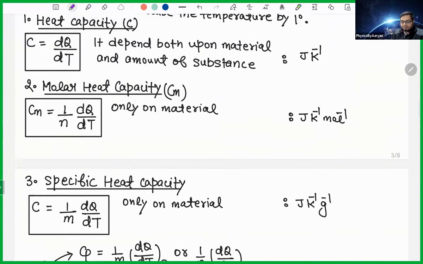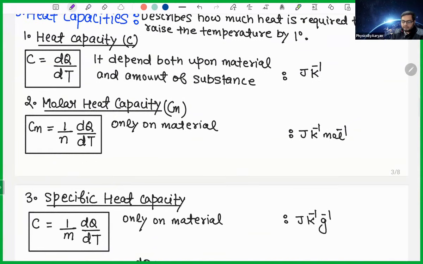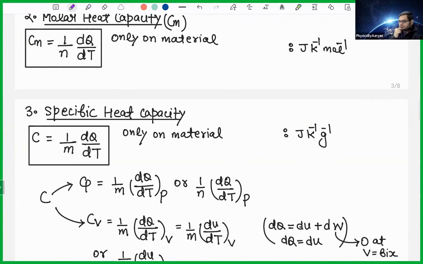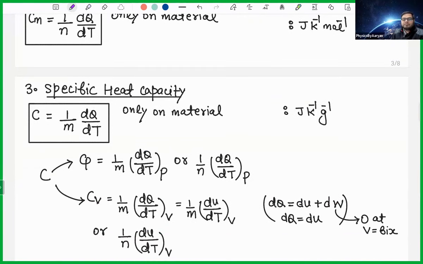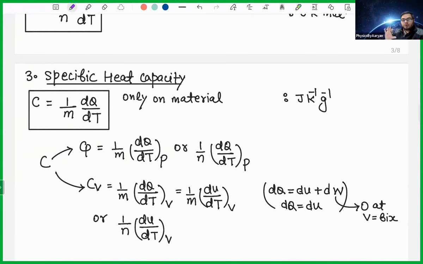So I defined three heat capacities. One is normal heat capacity, one is molar heat capacity, and one is specific heat capacity. Specific heat capacity means dividing by mass. Molar heat capacity means dividing by the number of moles. Heat capacity means simply dq by dt. Okay. Now, two specific heats are very famous, Cp and Cv. One is Cp and one is Cv. So we have to understand what Cp and Cv are.